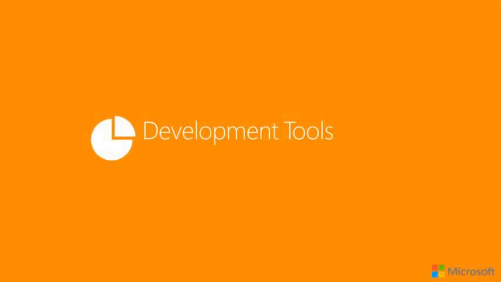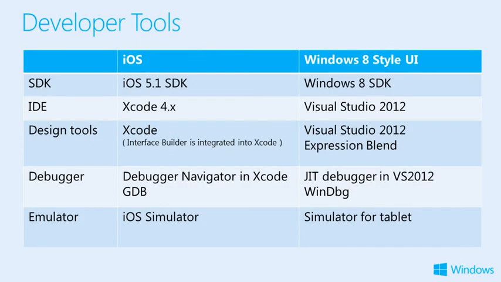Now let's talk about the development tools in Windows 8. Here I list the tools required for developing iOS and Windows Store apps for comparison. Software Development Kit is the first thing to be installed. To develop Windows Store apps, Windows 8 SDK is required. Integrated Development Environment is also necessary to edit and compile source code of apps. For Windows Store apps, Visual Studio 2012 is the only choice. Visual Studio 2012 is a powerful development tool which has included the necessary components of Windows 8 SDK. So, it's not necessary to install Windows 8 SDK separately if Visual Studio 2012 is installed.